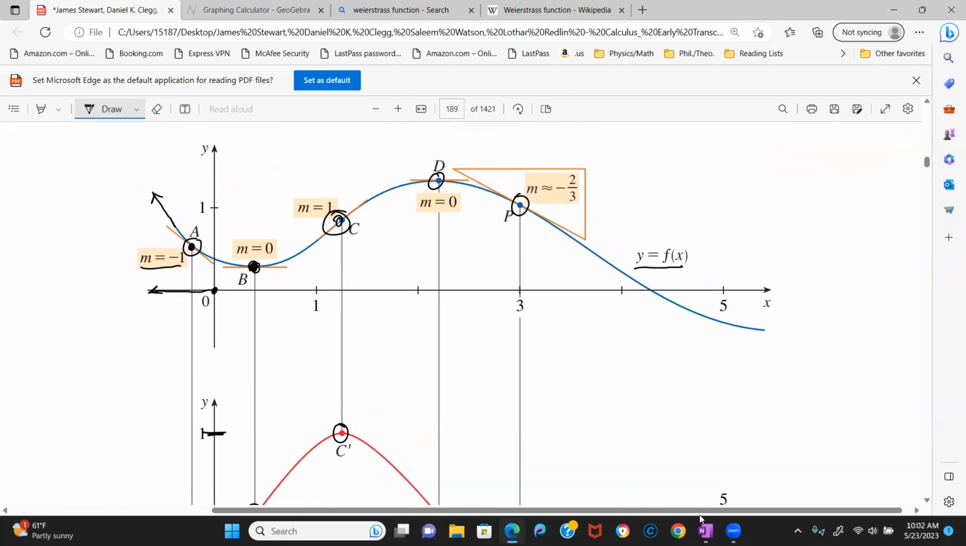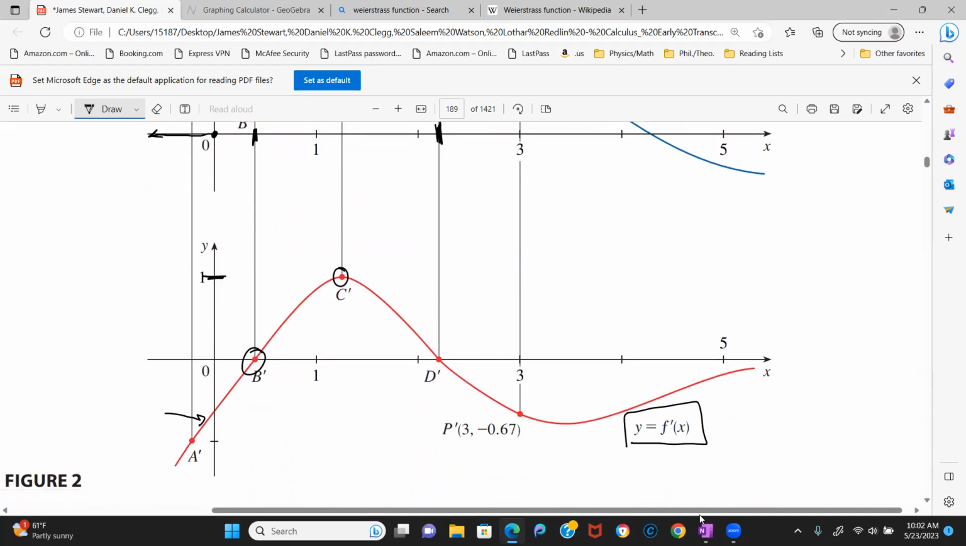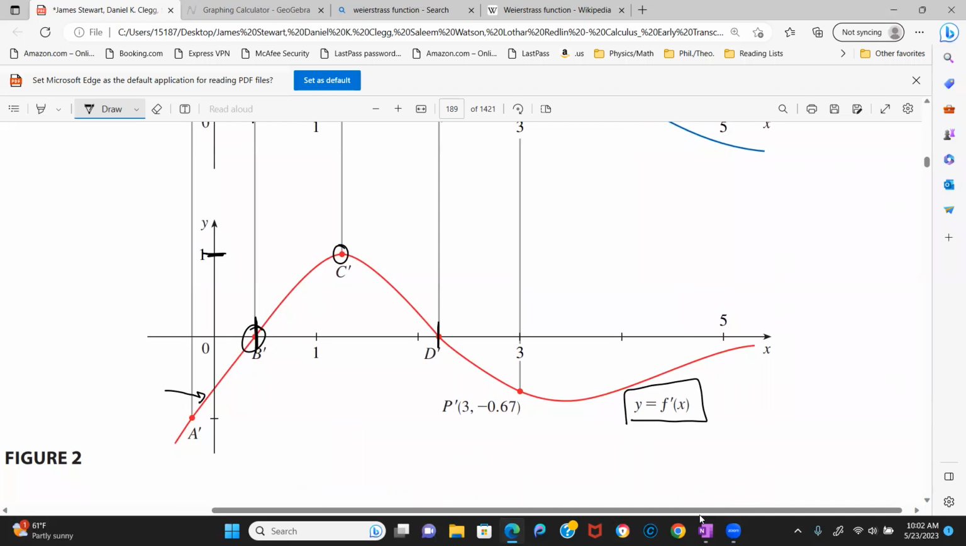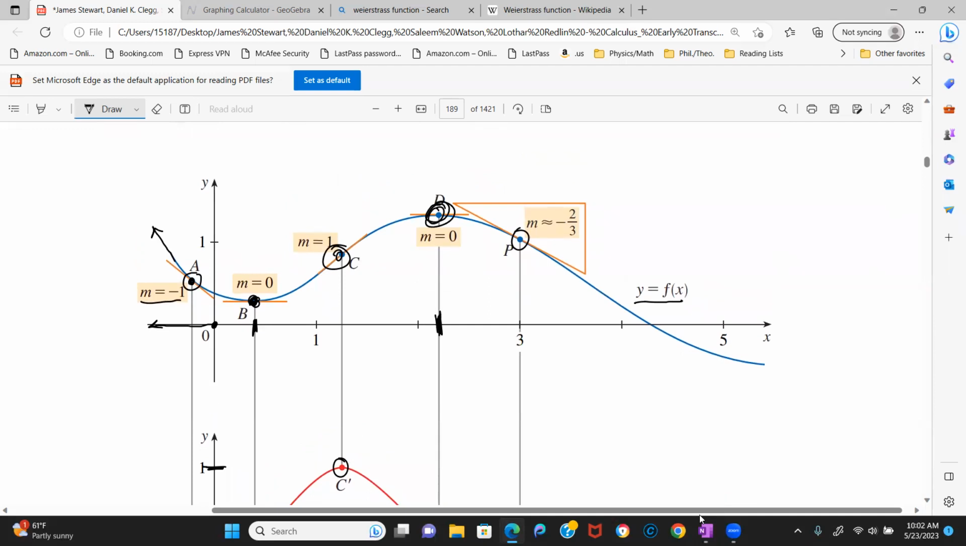And then we have another point where the slope is 0. And notice from, let's say, point B to D right here, the slopes are positive, so the graph is going to be above the x-axis, and it is. So from B to D, the graph of the derivative is above the x-axis. But at point D, where the slope is 0, that means it's got to pass through the x-axis again. And it does.